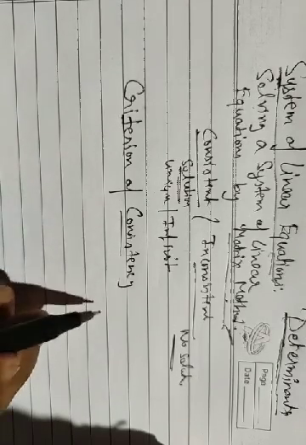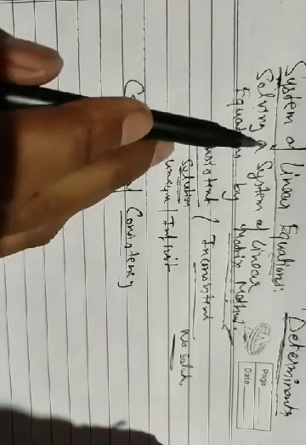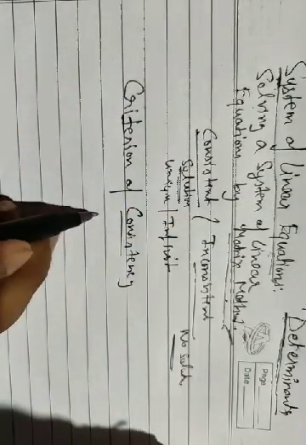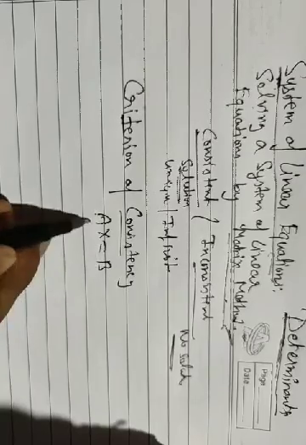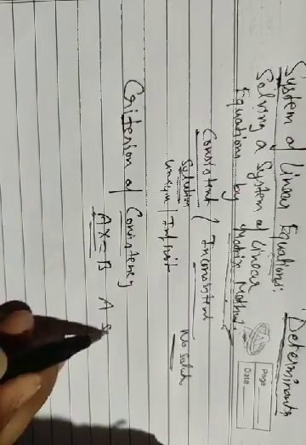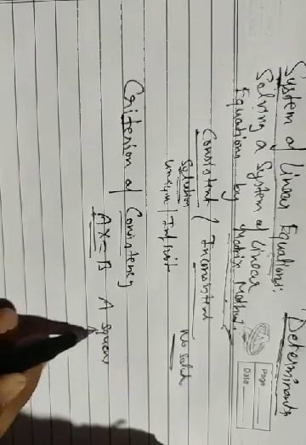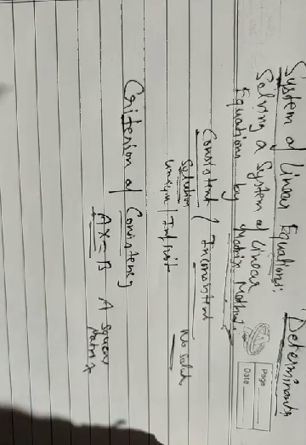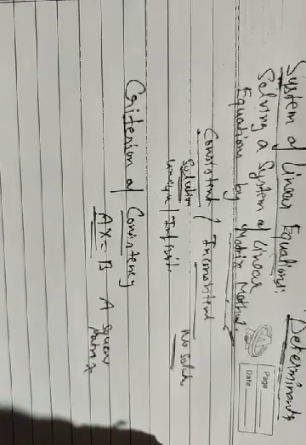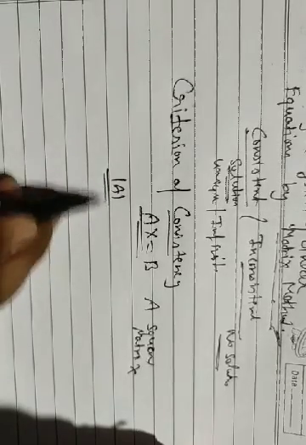When we are working with systems of linear equations, we start with AX equal to B, where A represents a square matrix. The whole concept depends on the value of the determinant of A.